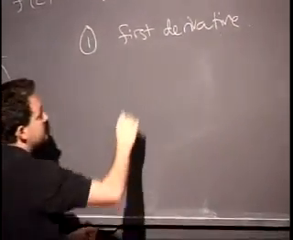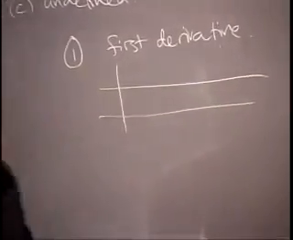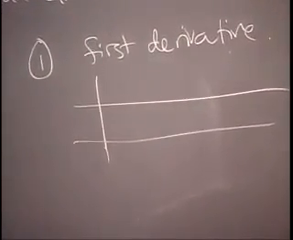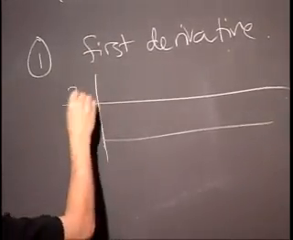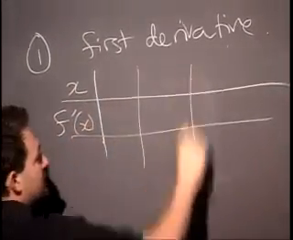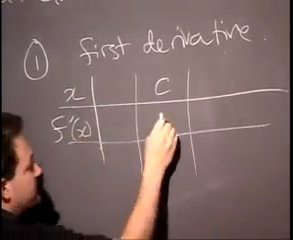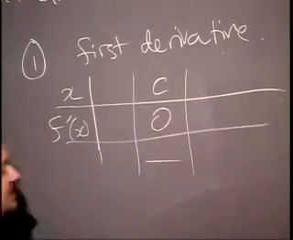So the idea is this. Suppose we draw up a little table, and I'm going to expand on this table notion very shortly. But just for the moment, suppose I set up the table where I want to see what happens at x equals c. Well, there we know the derivative is 0. That means the tangent line is flat there.